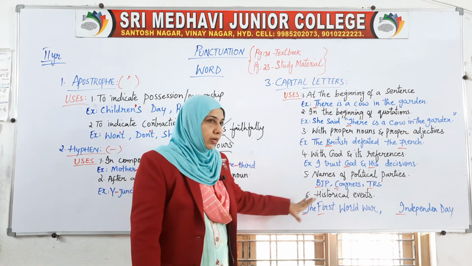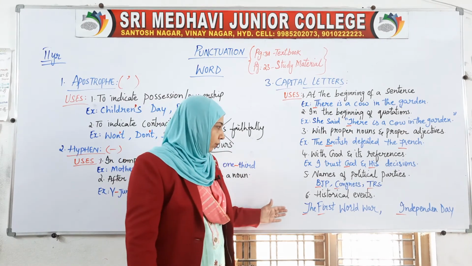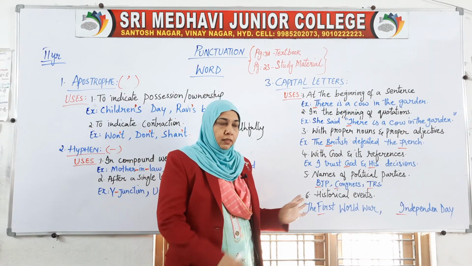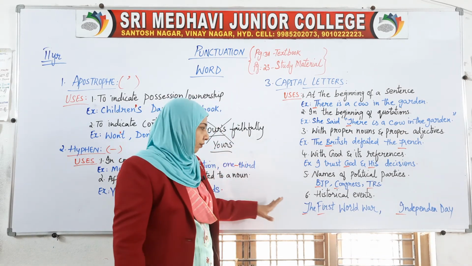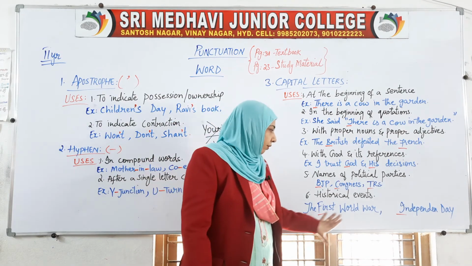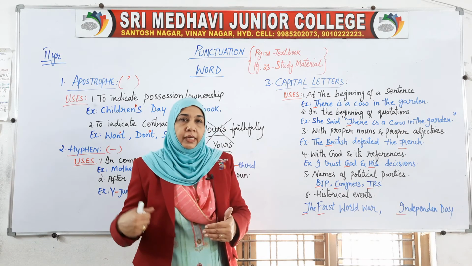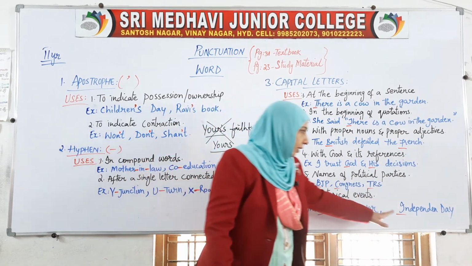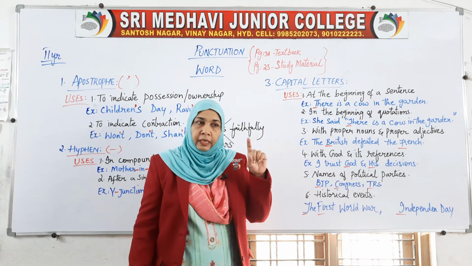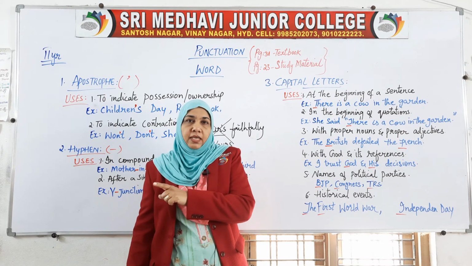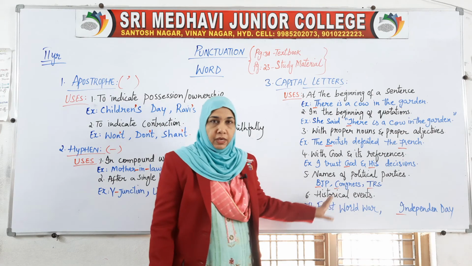The next is historical events. When we are writing the names of historical events, even in between sentences, we have to use capitals. The First World War. We are celebrating Independence Day. Independence I and D should be capital. Republic Day, R and D should be capital. So we have to keep this in mind when we are mentioning these.